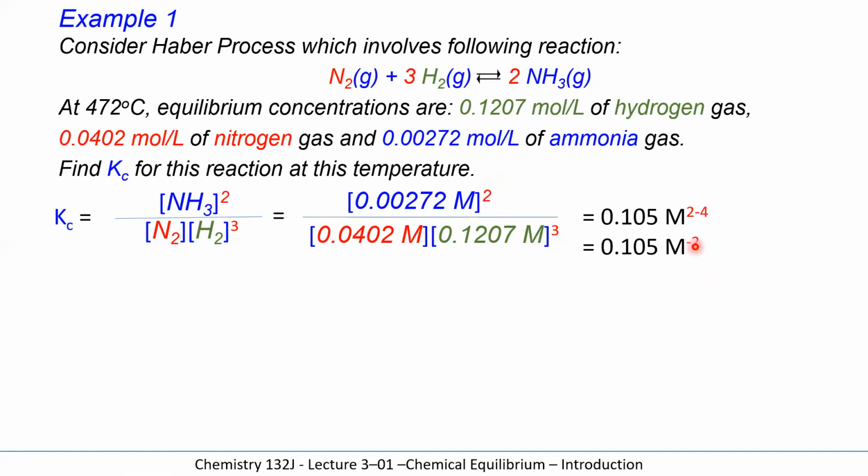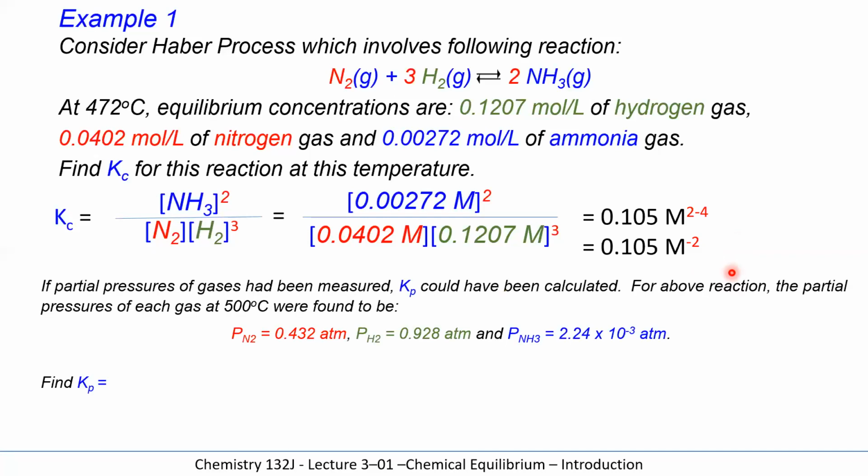So if I wanted to write it, I could write it as moles per liter to the power minus 2, or I could flip-flop and it goes liters squared per mole squared. Different ways of expressing the same quantity. Now, at a different temperature, 500 degrees Celsius, let's find Kp, if we're given these quantities for pressures of nitrogen, hydrogen, and ammonia.